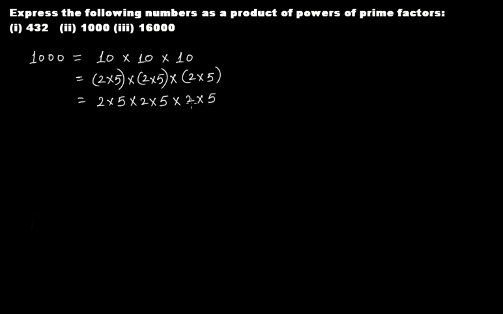How many times we are multiplying 2? Let's group them together. So it is 3 times. So 2 into 2 into 2. Then into how many times we are multiplying 5? So we are multiplying 5 3 times. So this gives you 2 raised to the power of 3 into 5 raised to the power of 3. Right? Okay. Now let's solve for 16,000.